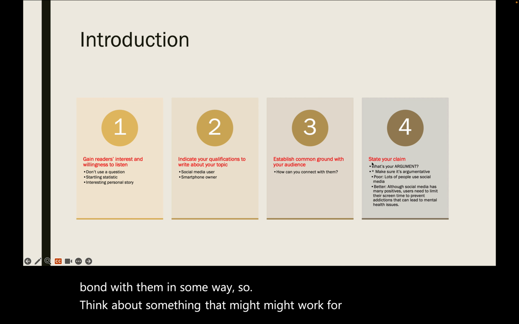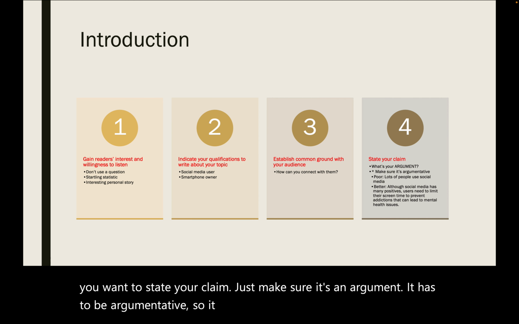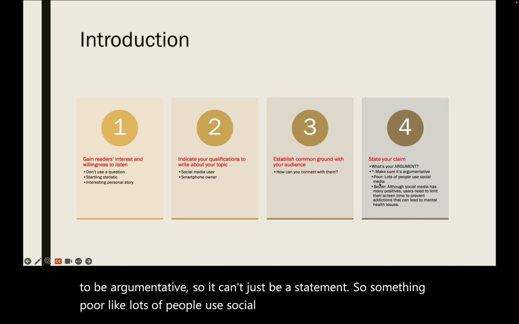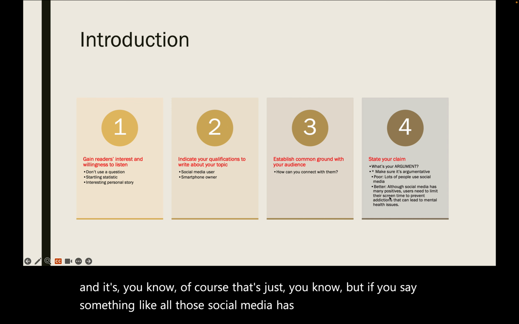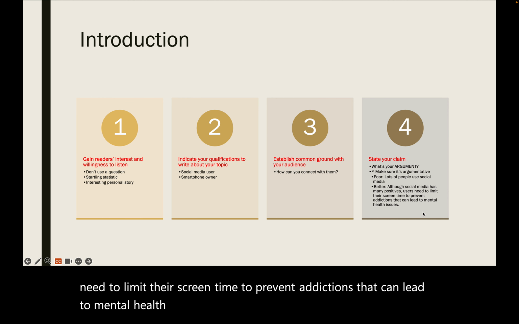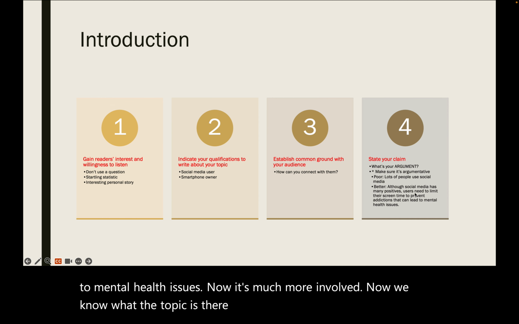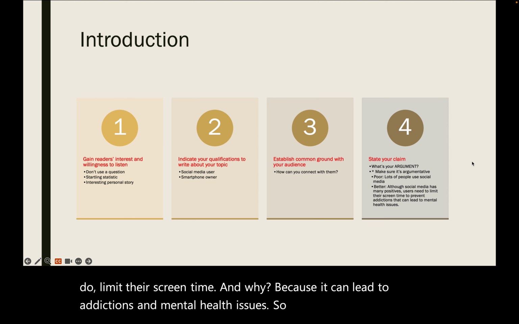And then you want to state your claim. Just make sure it's an argument. It has to be argumentative. So it can't just be a statement. So something poor like lots of people use social media, that's not argumentative. But if you say something like, although social media has many positives, users need to limit their screen time to prevent addictions that can lead to mental health issues. Now it's much more involved. Now we know what the topic is. There is something they want the user to do, limit their screen time, and why? Because it can lead to addictions and mental health issues. So there's some specifics in there. All right.